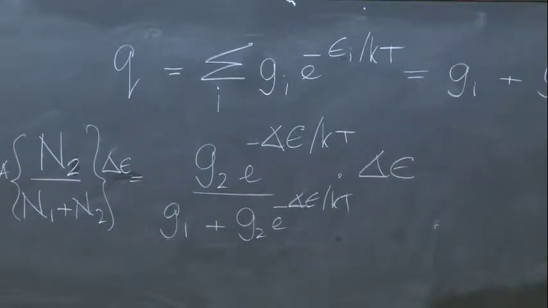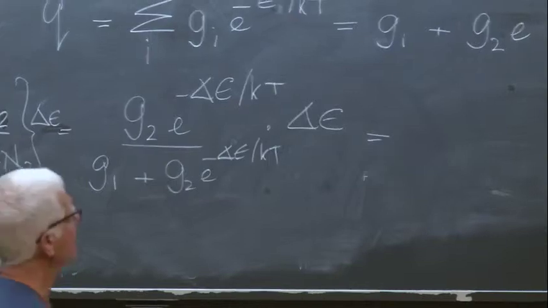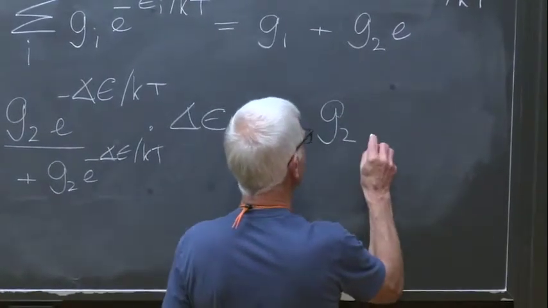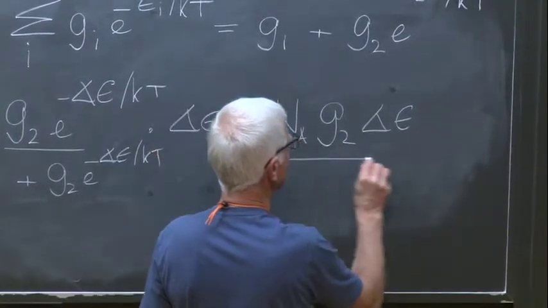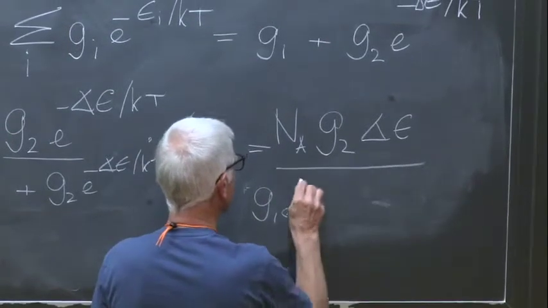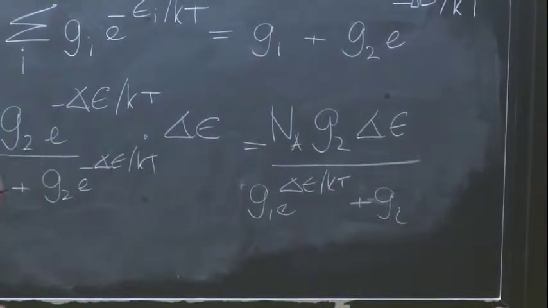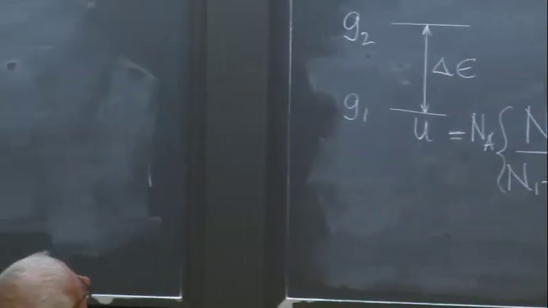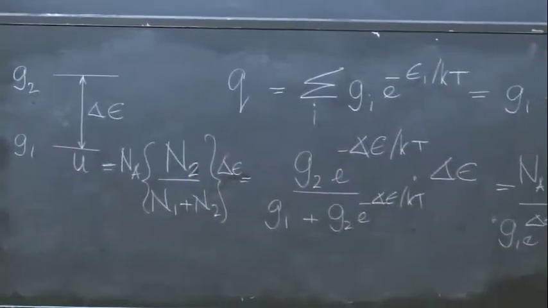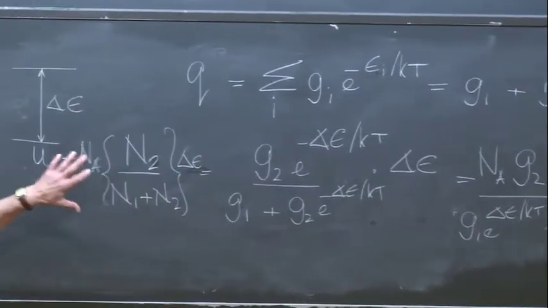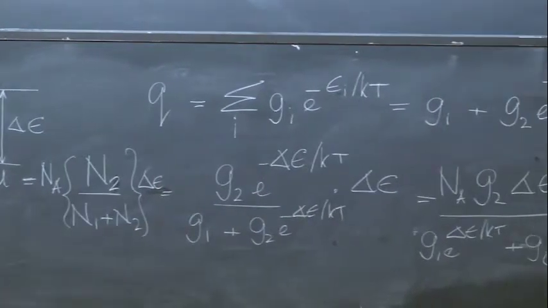And we can rearrange that just by multiplying through by e to the delta E over kT, and we just get G2 times delta E times N Avogadro divided by G1 e to the delta E over kT plus G2, exactly the expression that we've got up there, without going through the formality of sorting out what's going on. So what we're doing here is we're simply looking at the number of molecules that are up here and multiplying that number by the energy delta E.